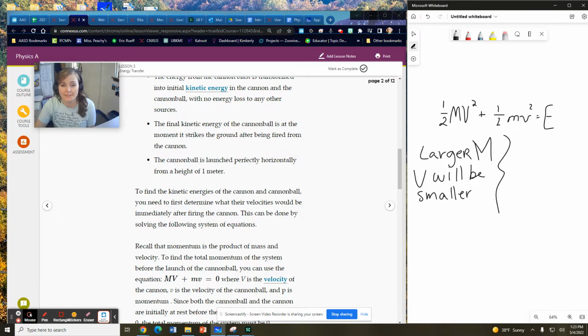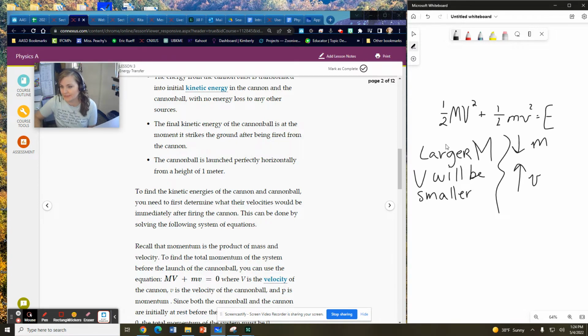And the same is true on the other side. If my cannonball is smaller, so if I decrease my little m, now I'm going to write it as a downward arrow to let you guys know that means decrease in my shorthand. Then what's going to happen is the velocity, little v, will go up, right? So they're inversely proportional to each other. If I increase the mass, the velocity goes down. If I decrease the mass, the velocity will go up.